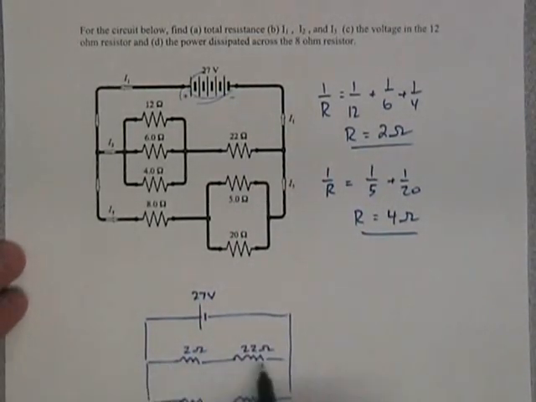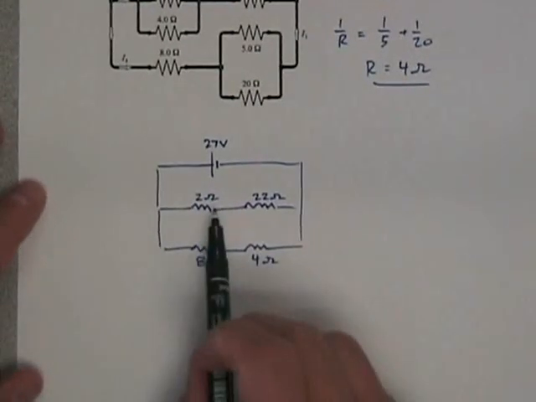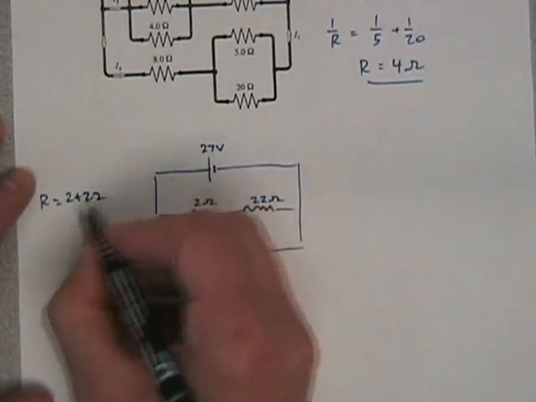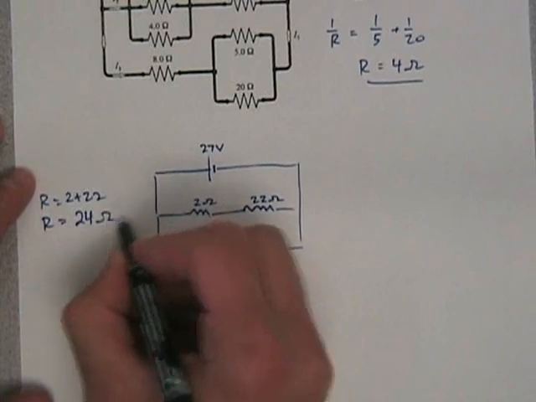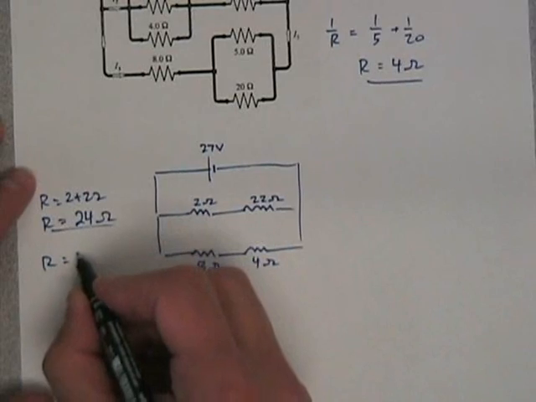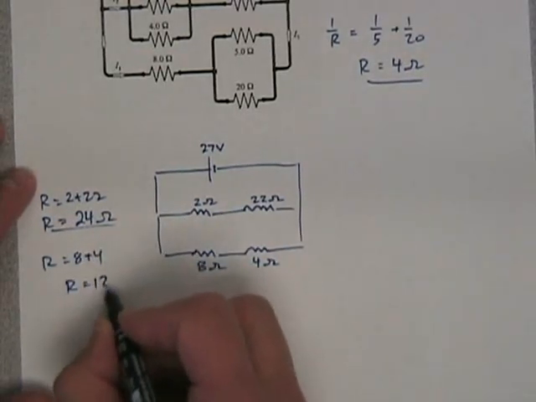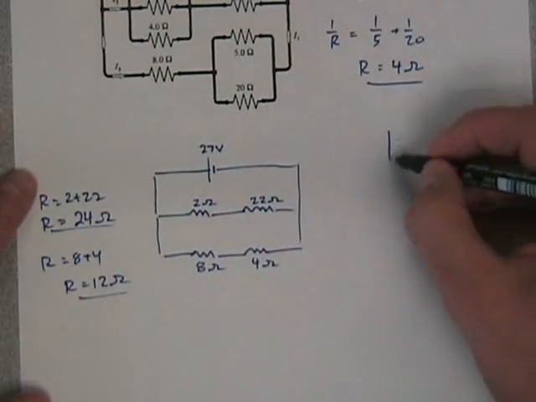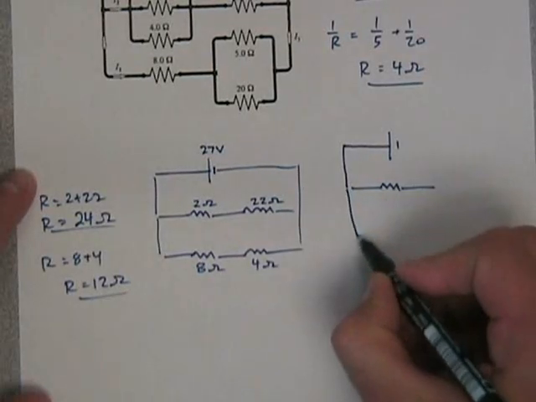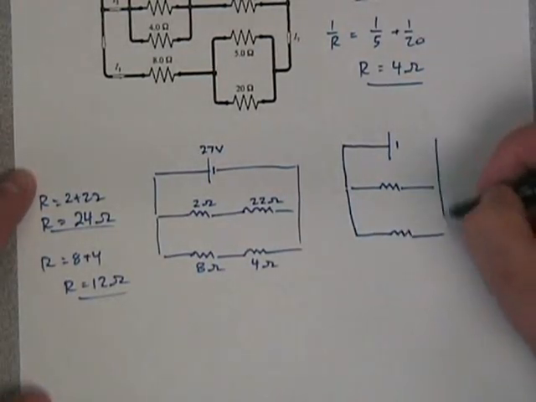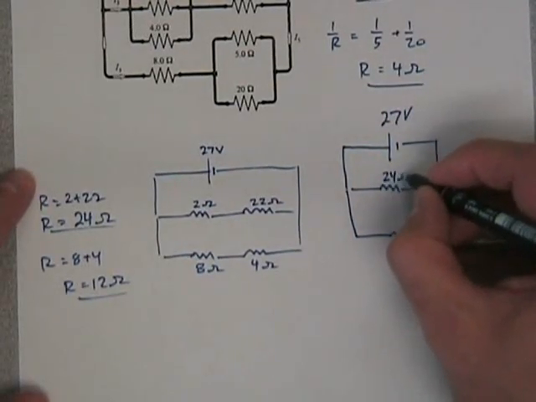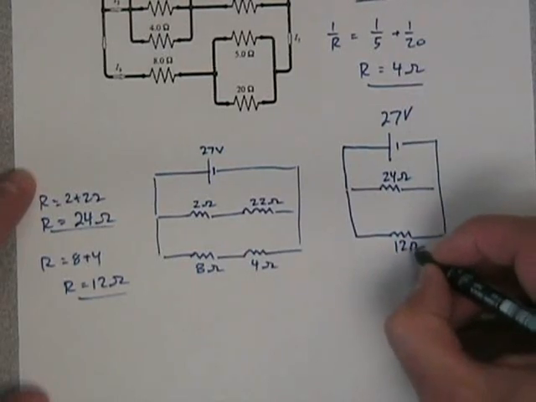I'm going to figure out what these are. These two are in series and those two are in series. So for this one, it's going to be 2 plus 22, so that resistance is 24 ohms. And this one is 8 plus 4, so that's 12 ohms. So I'm going to redraw that. This one is 24, this one is 12. So 27 volts, 24 ohms, 12 ohms. There.